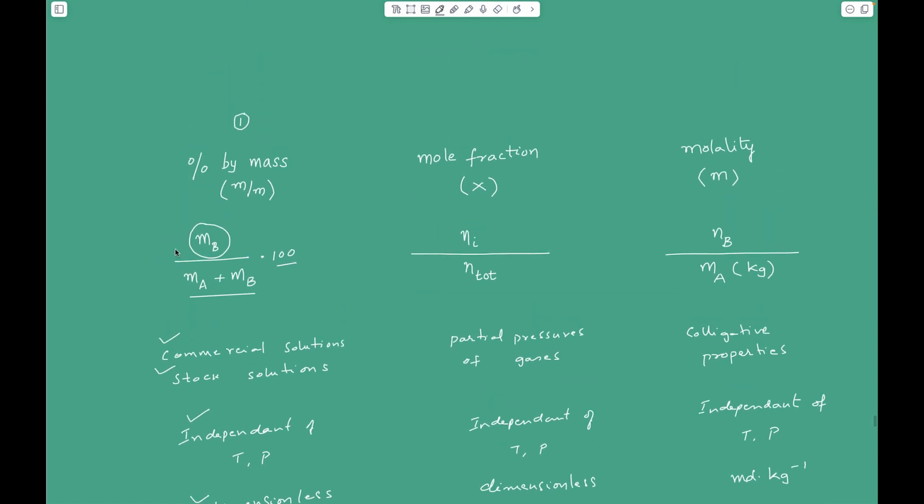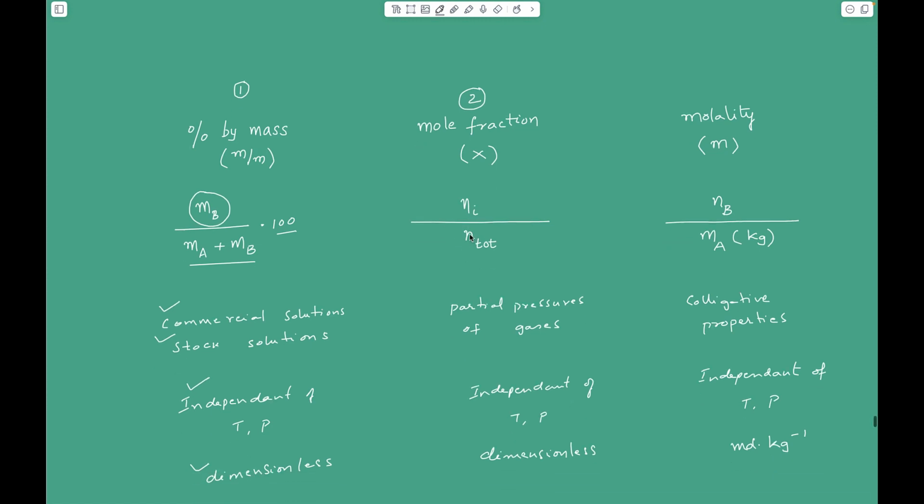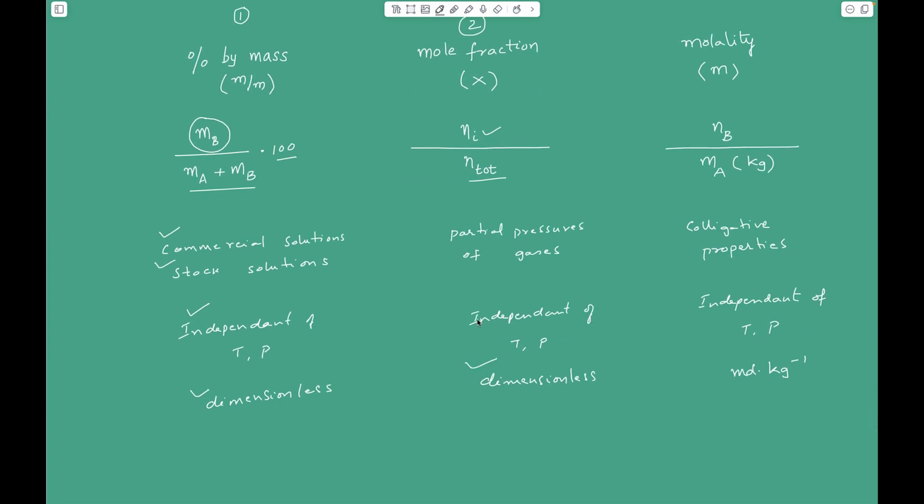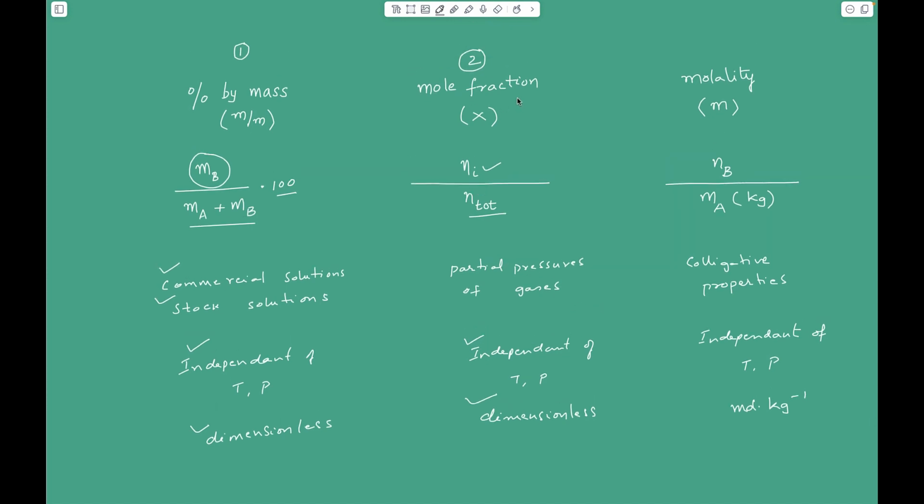The second one that we discussed was mole fraction. It is denoted by capital X, and the mole fraction of a component in a solution is the ratio between the number of moles of that component and the total number of moles of the solution. Again, this is also dimensionless, independent of temperature and pressure. One application of mole fraction is in calculating partial pressures of gases.